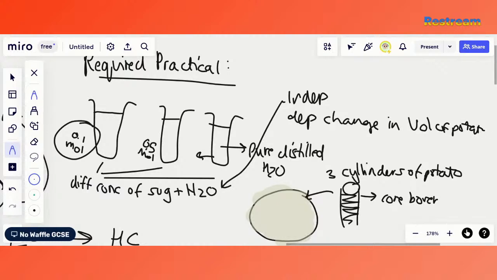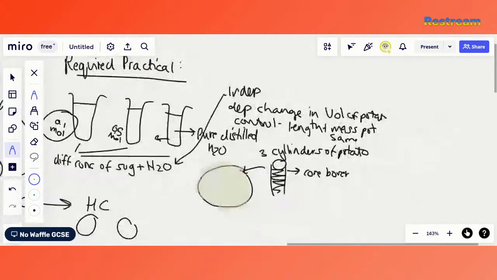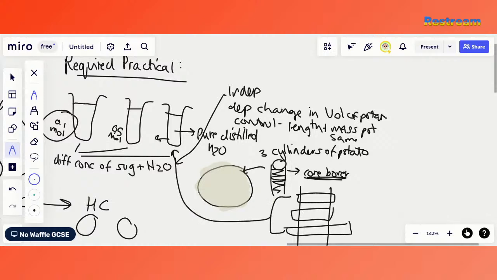And the control variable, what you're keeping the same, you need to keep the length and mass of the potato roughly the same. So now you have your 3 cylinders of the potato. They may all be different sizes, so you need to cut them to the length of the smallest potato, so that they're all the same length. And the reason we're using the core borer is that they all have the same diameter. Now once you've done this, you need to put these 3 into these 3 solutions and leave overnight.